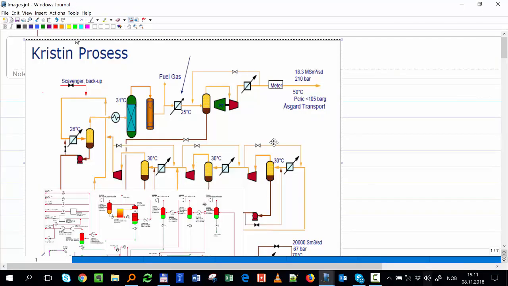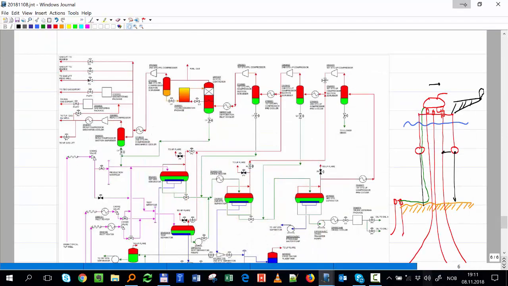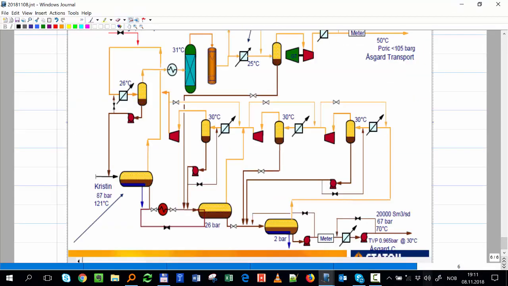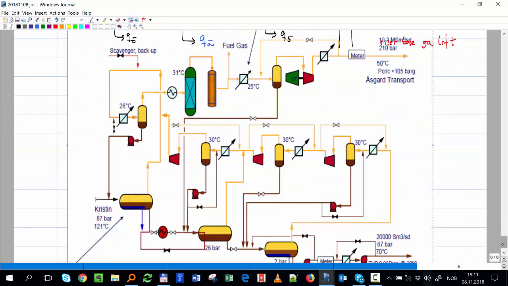Okay, so let's take now the second one. I'm not sure if there are a few new things on this. It has some numbers, so that's interesting. That's another field which is a high pressure, high temperature field.